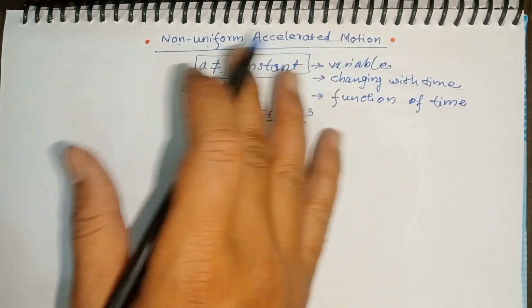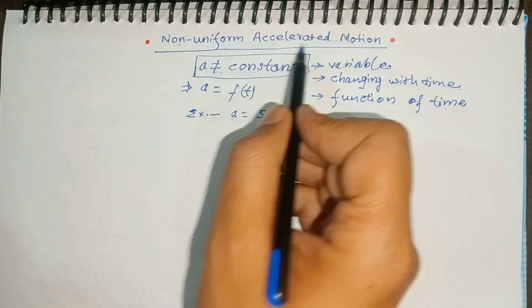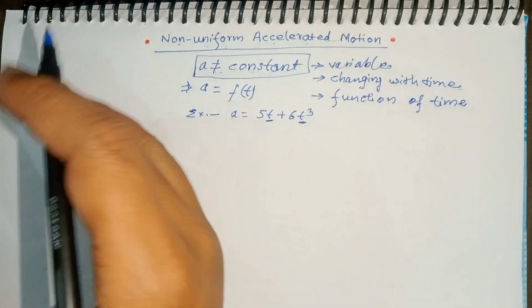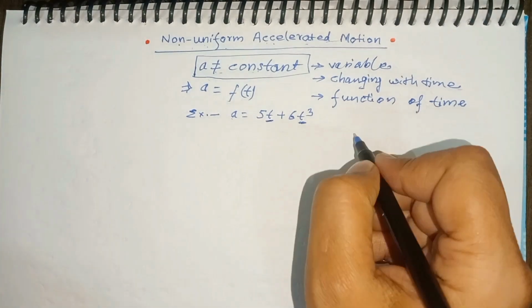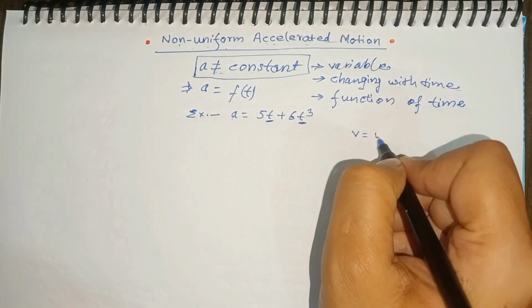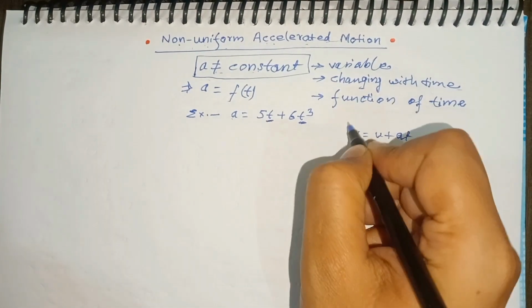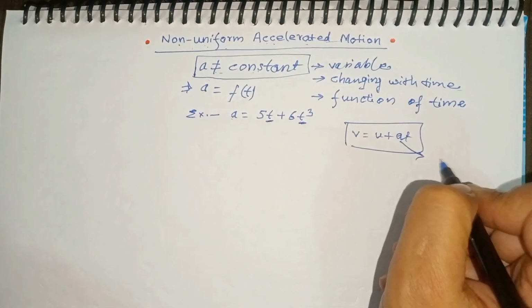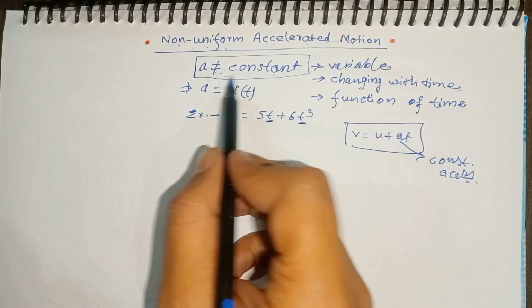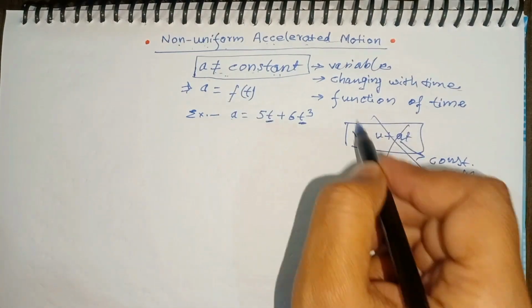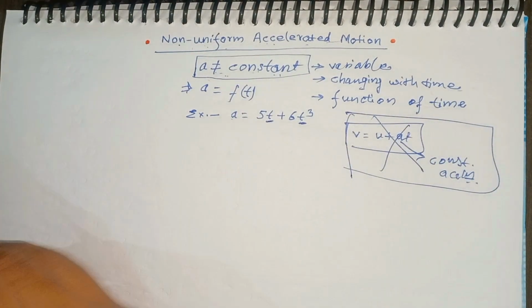In this situation, when accelerated motion is non-uniform, we have some different equations, not like v equals u plus at. The equations v equals u plus at were valid when acceleration is constant, but here acceleration is not constant, so these will not be valid here. Then what is valid here?